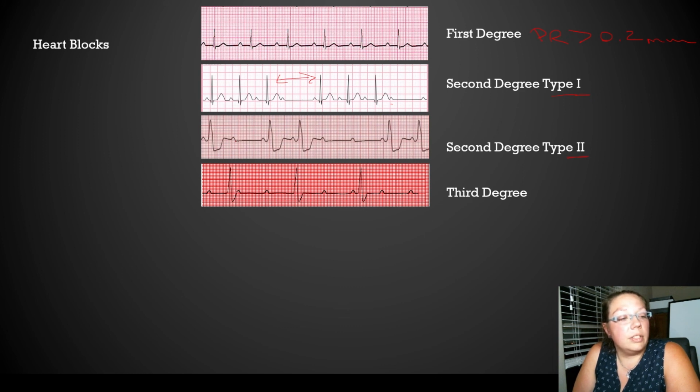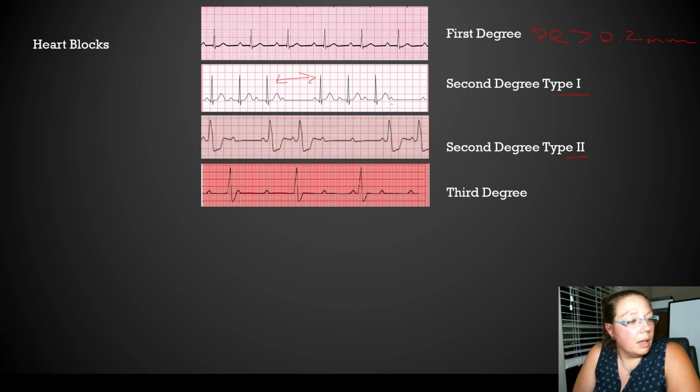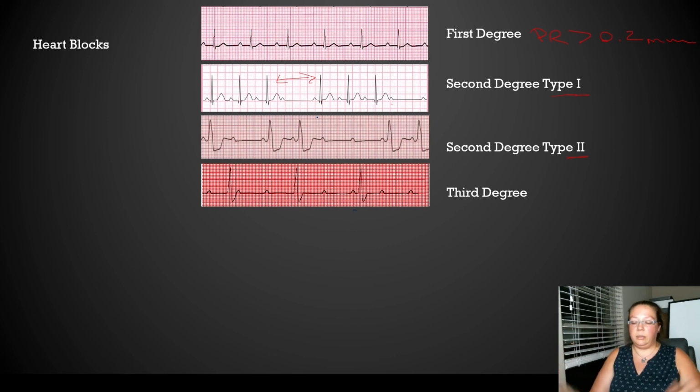All right, how about third degree? Are we regular or irregular? We're regular, right? These QRSs all march out. Are there P waves? Yes. Here's your P waves. Do you have QRSs? Yes. They look funky, but there are QRSs. And does each P wave have a QRS? Nope. Look, there's P waves doing their own thing. So, PR intervals. It's sporadic, right? But if we were to march out the P waves, march out the QRSs, we would see that they don't line up. So we've got third degree block, complete heart block. They're not talking to each other whatsoever.